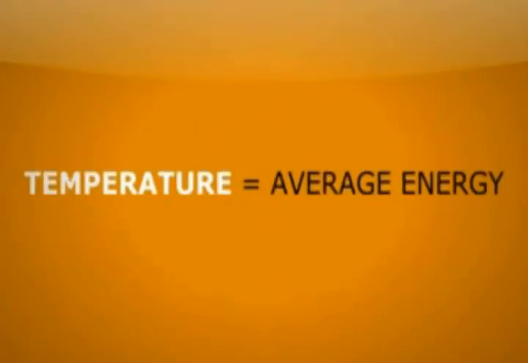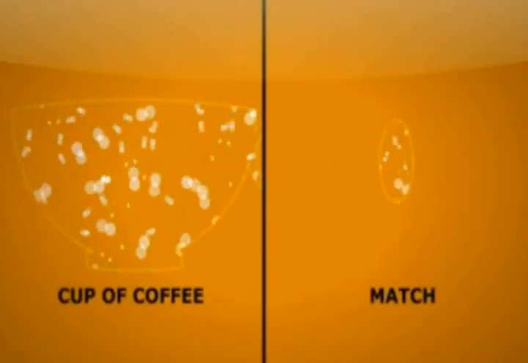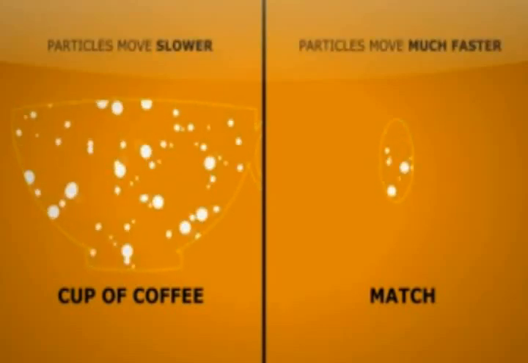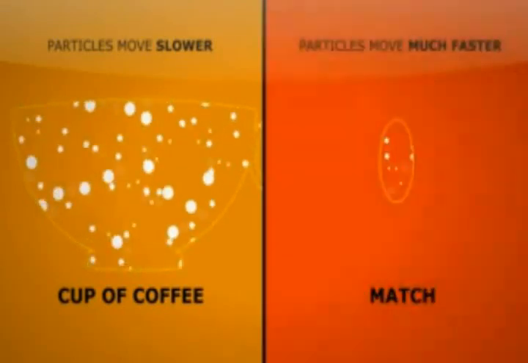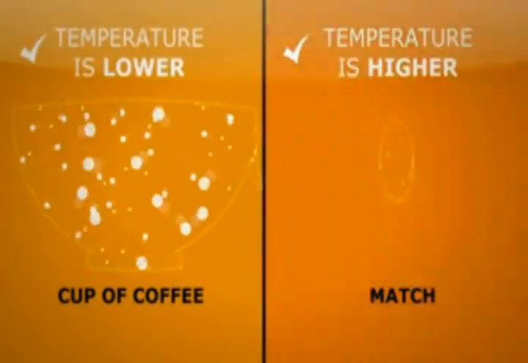Temperature, however, is a measure of the average energy in a system, and as we can see in the match, the particles are moving much faster than in the coffee, so the average energy, and hence the temperature, is much higher.